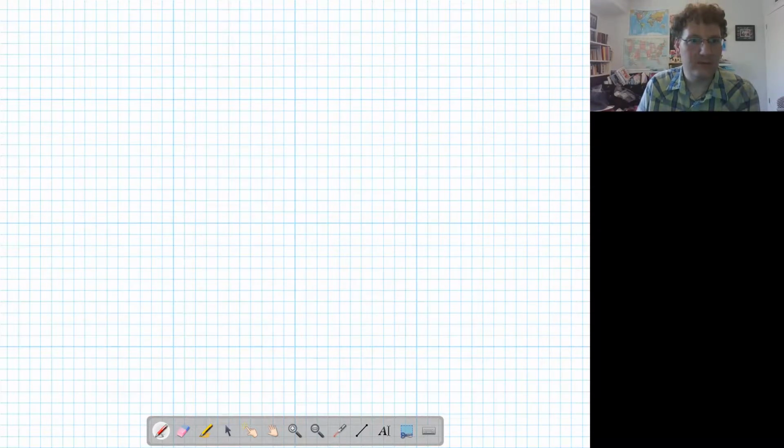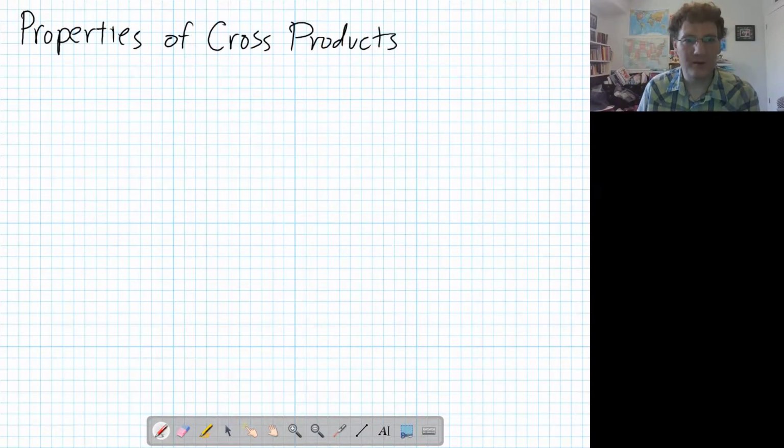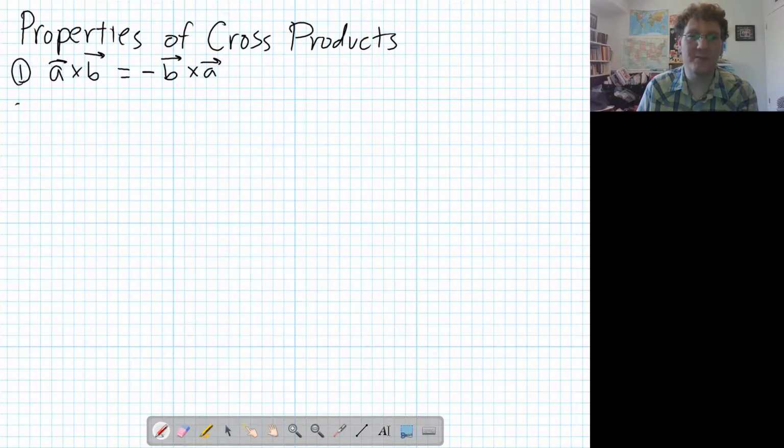Okay, now some properties of cross products. The first property is that the cross product A cross B is, as I mentioned earlier in passing, the negative of B cross A. So if you switch the order, you don't have the same cross product; it's going to be the opposite. It's going to be a vector going in the opposite direction.